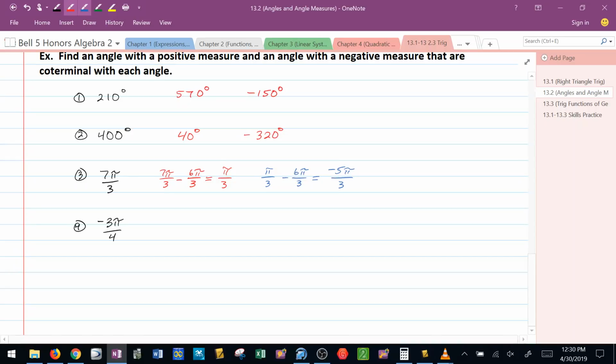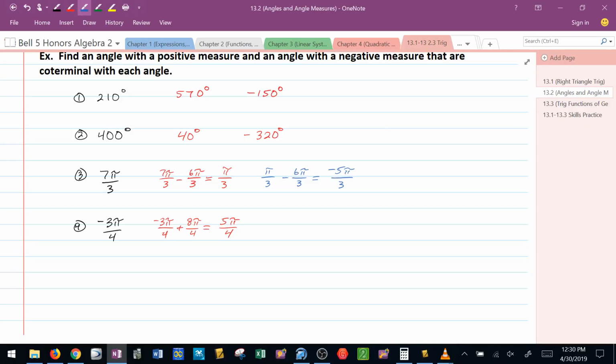So what if I had an angle like negative 3 pi over 4? Well, negative 3 pi over 4 is already negative, right? So I need to find another negative and a positive to go with this. For negative 3 pi over 4, I'm going to try to first find a positive one. I'm going to add 2 pi, which is really 8 pi over 4, and that takes me to 5 pi over 4, which tells me that has the same terminal side as negative 3 pi over 4.